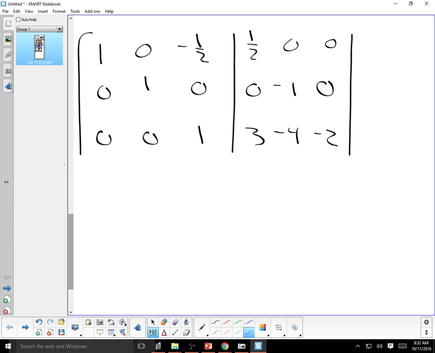So we're going to take this last row, row 3. We're going to multiply it by negative 2. And then add all those values to row 1. Right? So here we go. So negative 2 times 0, it's a 0. That's a 0 also. That's going to give me a negative 2. Oh, that's not going to work.